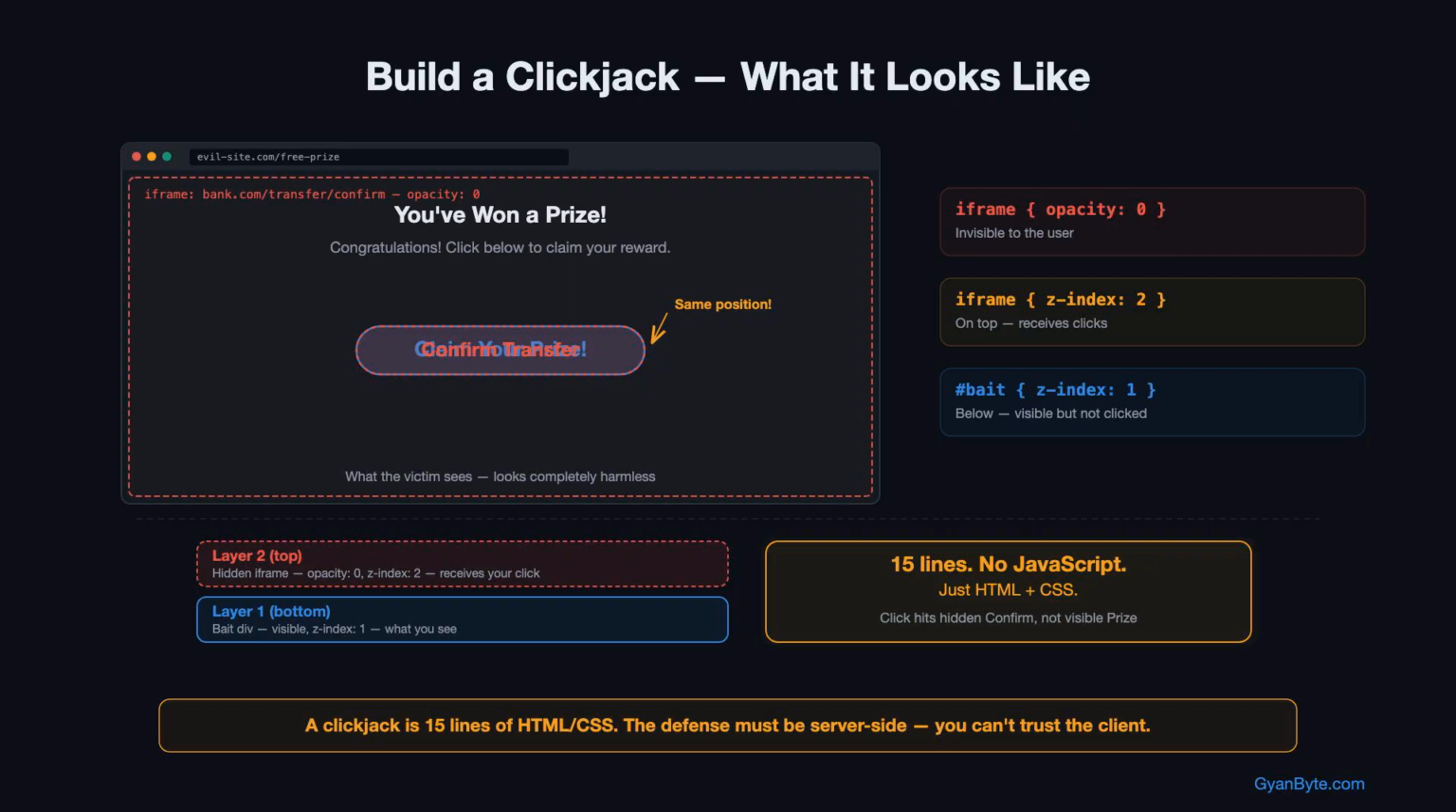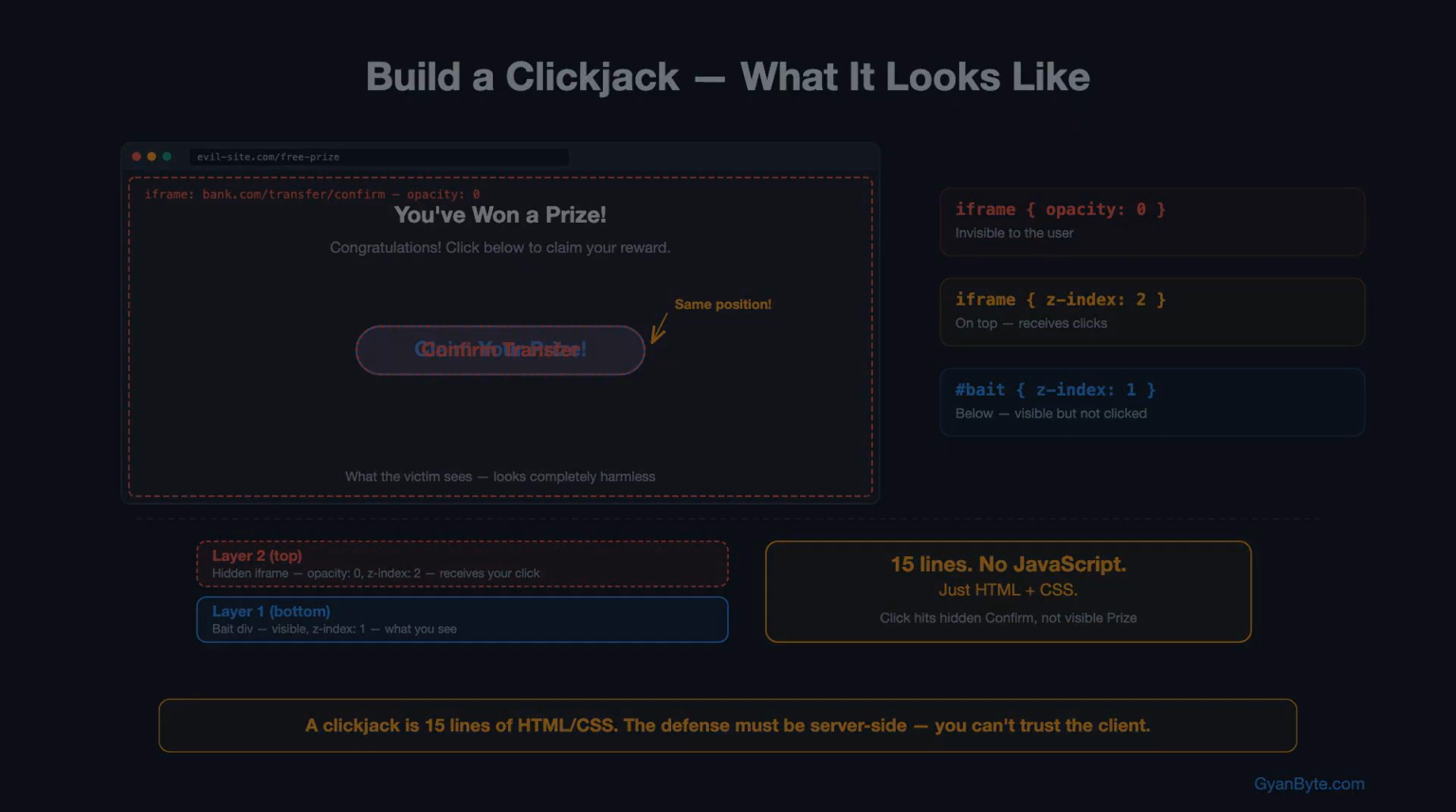The victim sees the bait text, clicks it, and their click hits the invisible iframe's confirm button instead. No JavaScript needed, just HTML and CSS. A clickjack attack is 15 lines of HTML and CSS. That's why the defense has to be on the server side, not the client. You'd think this would be a solved problem by now.